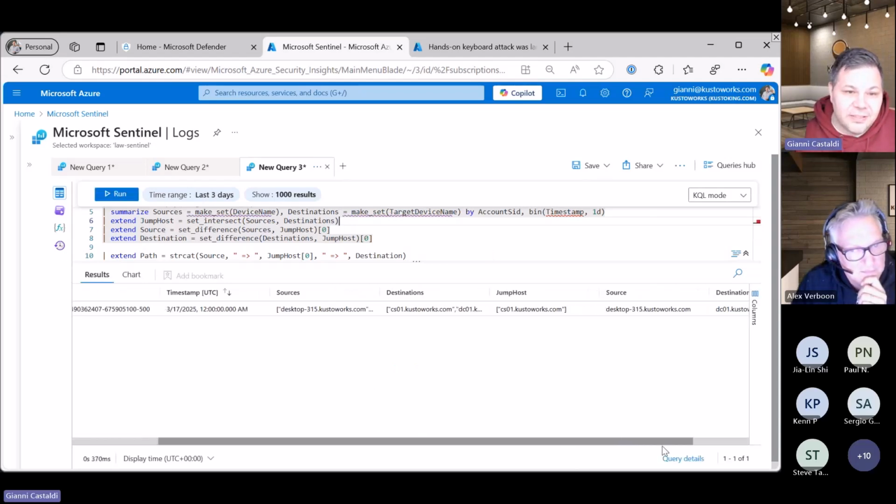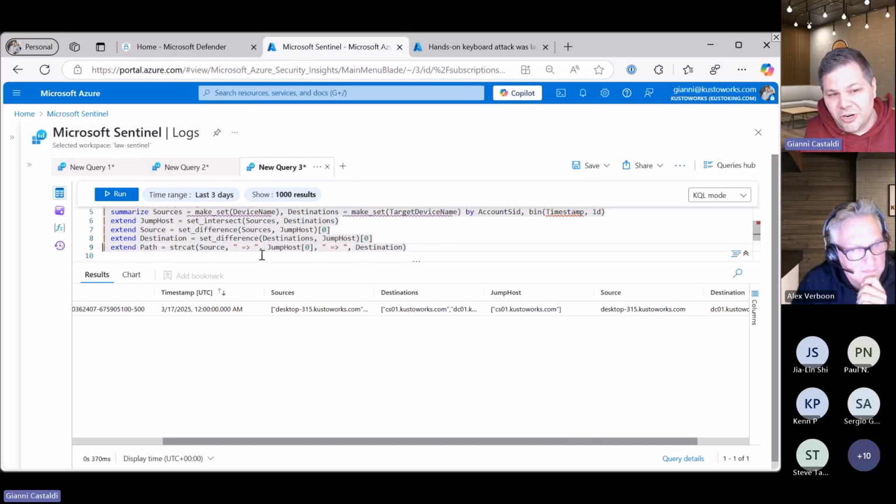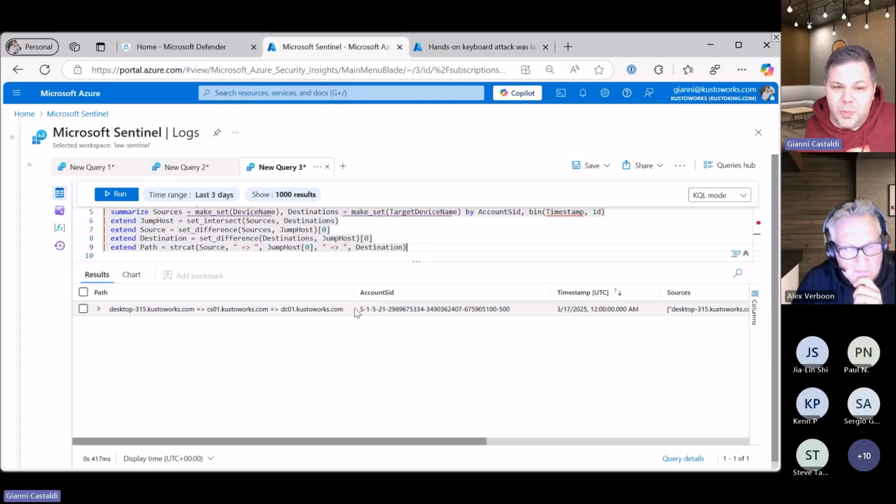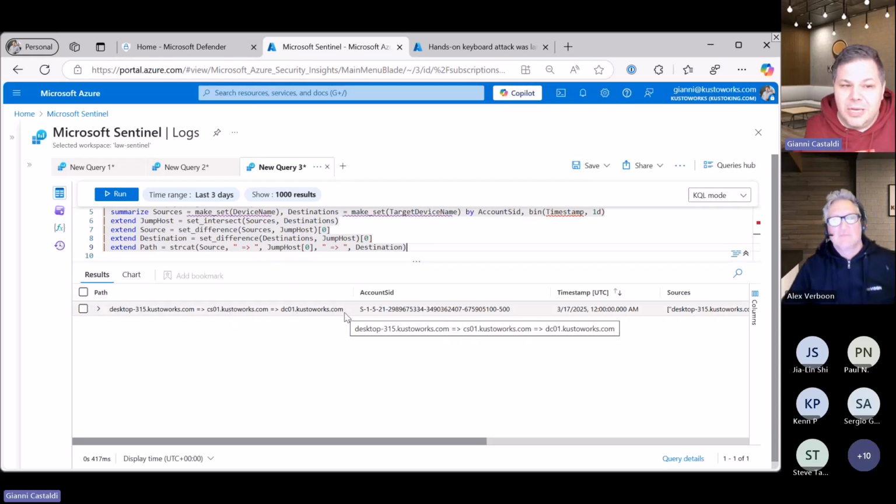So now we have the values, and now we can make a path. I tend to use strcat, where you make a string concatenation out of your values. So we have the source, we have the jump host, and here I make it still the single value, so we don't have the crazy brackets around it. If you do it like this, then we have a nice path. So yesterday I did from desktop to CS1 to DC1 to make a nice path out of it.